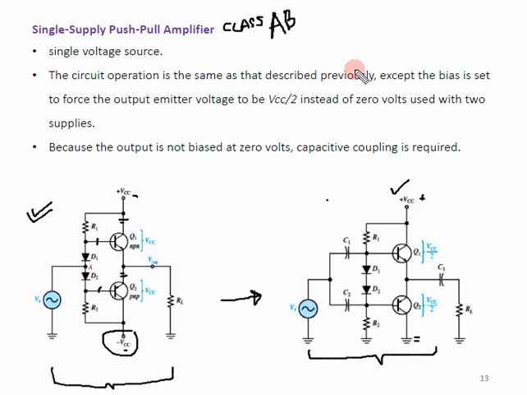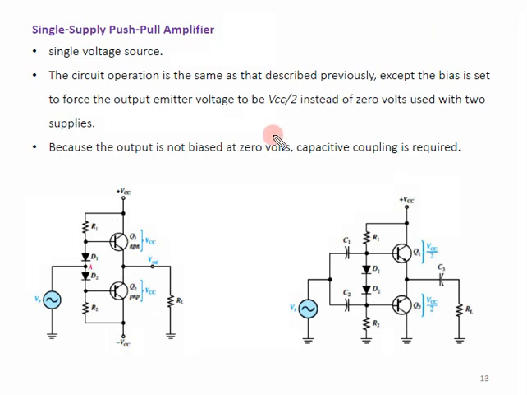Except the bias is set to force the output emitter voltage to be VCC divided by 2 instead of 0 volts, right? Okay, so I can make this speaker off so that there is no disturbance. Now what does this actually mean? What do these voltages mean?